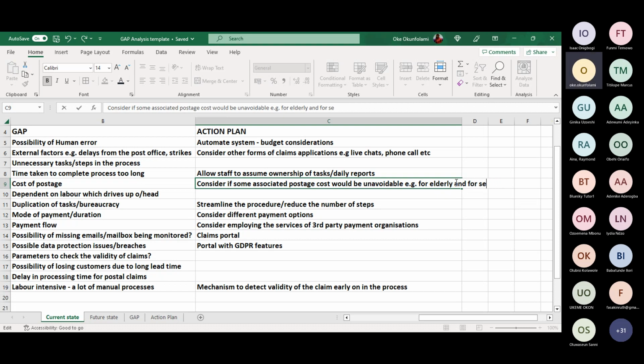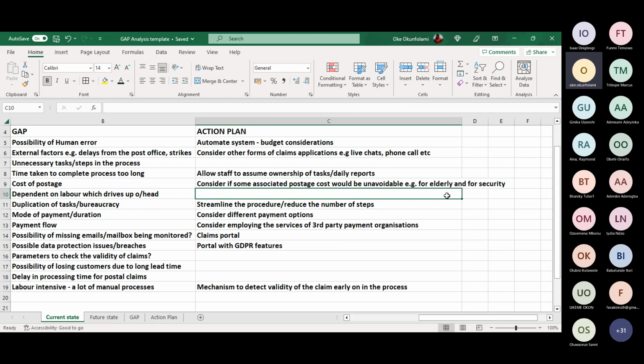Okay. Thank you for that. I've just added that here. So we want to consider that some postage cost will be unavoidable, when we're thinking about maybe the elderly and also for security purposes.